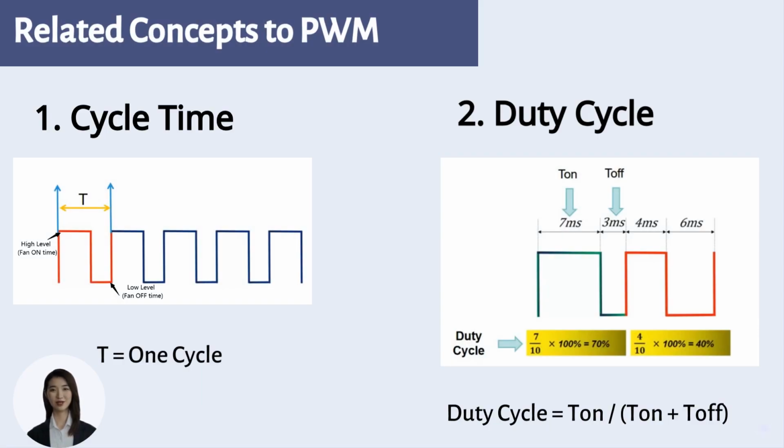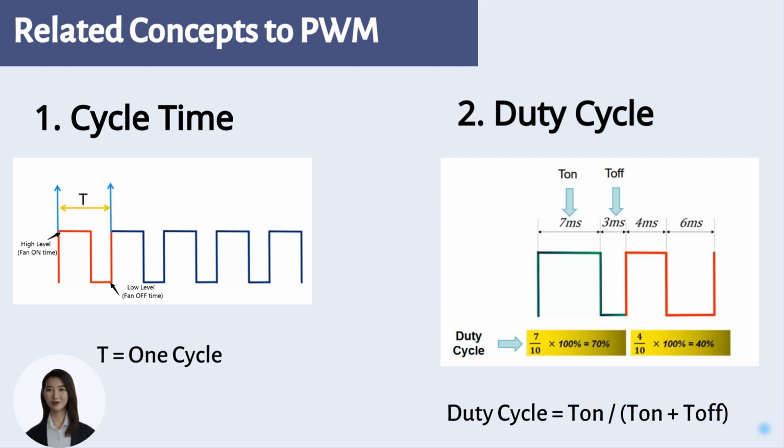Next, let's study some related concepts of PWM signal. Cycle time is the time it takes for a signal to go from the high level, on time, to the low level, off time, and back to high level, on time, shown as red color waveform, T, in the figure.